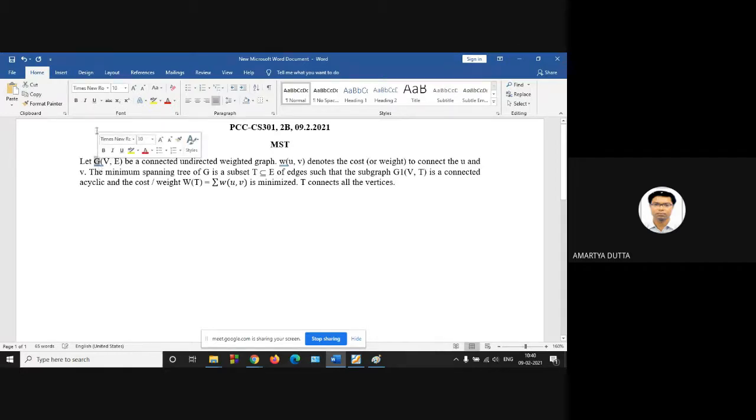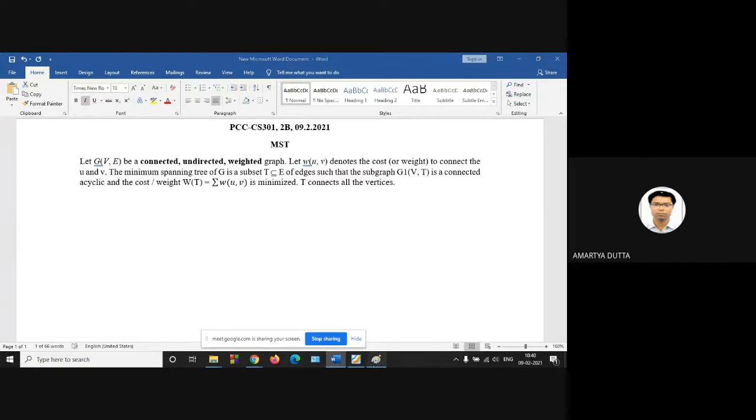So let G be a graph, and we know that a graph consists of a set of vertices, and the vertices are connected through the edges E. It is a connected, undirected and weighted graph. And let W denote the cost, the weight.